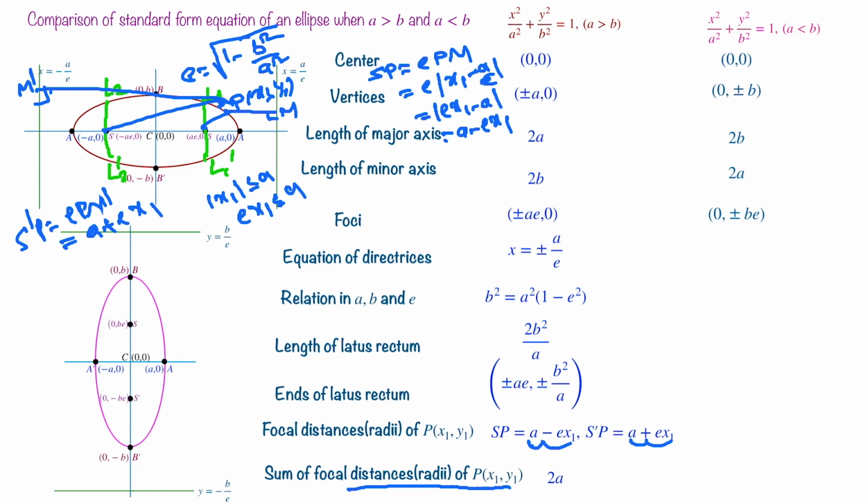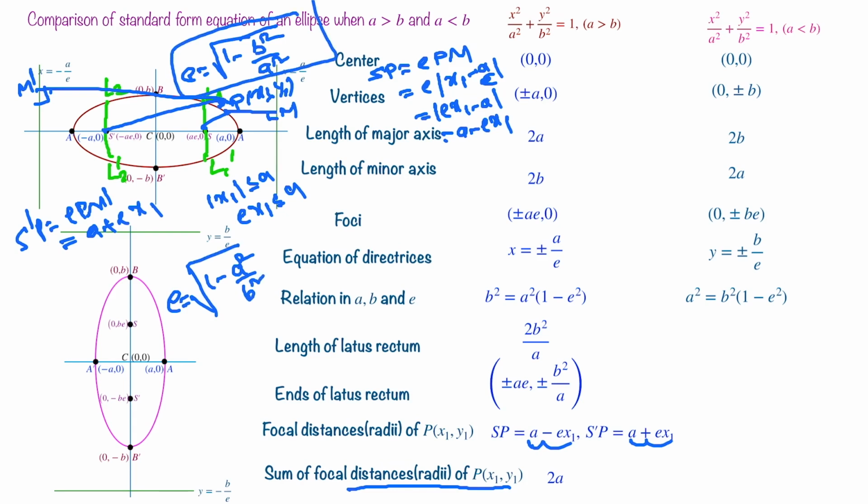The equations of the two directrices, which are horizontal lines, you can write as y equal to plus or minus b by e. In this case, the relation in a, b and e is going to be a square equal to b square times (1 minus e square). If you want to find eccentricity in terms of a and b, the formula will be e equal to under root of 1 minus a square by b square. If a is greater than b, the formula is e equal to under root of 1 minus b square by a square. Next, the length of the latus rectum is going to be 2a square by b.